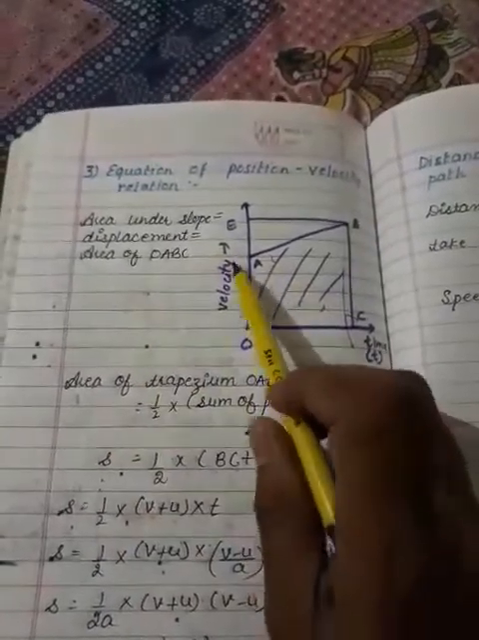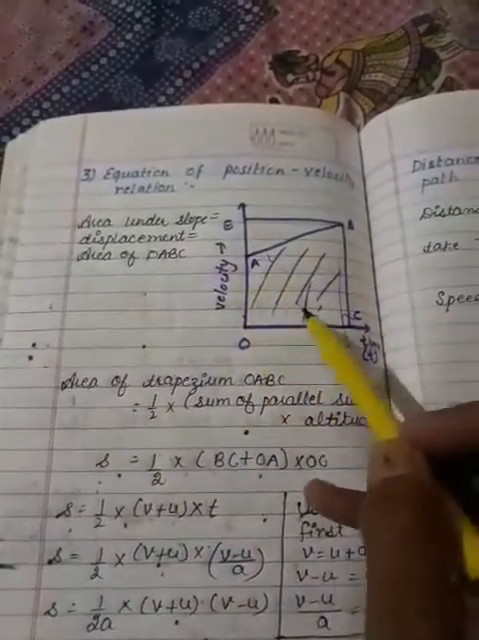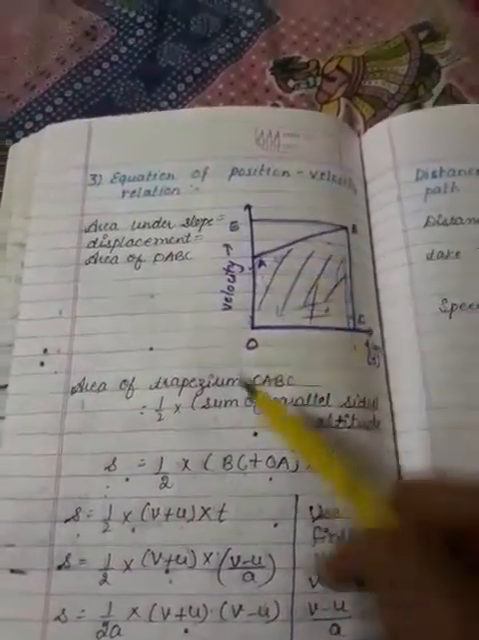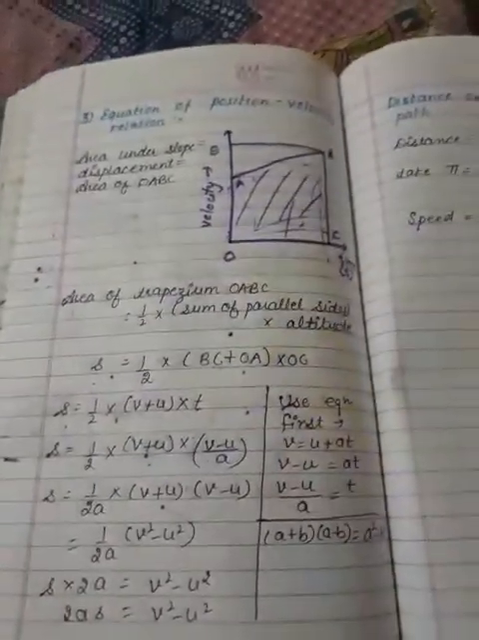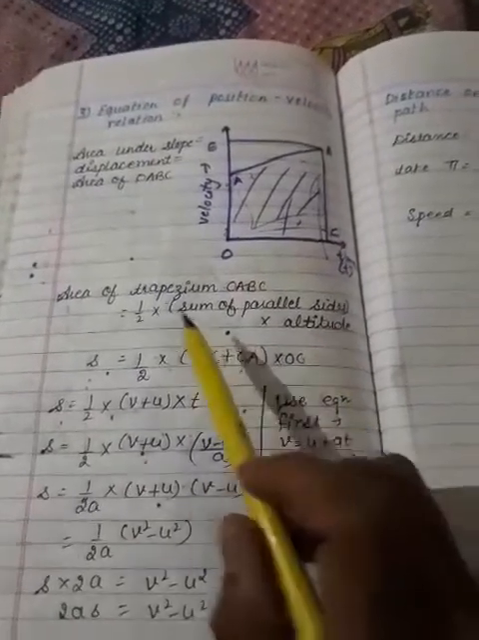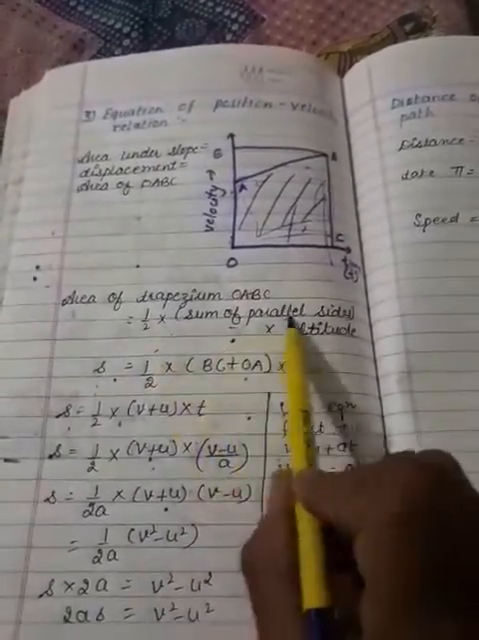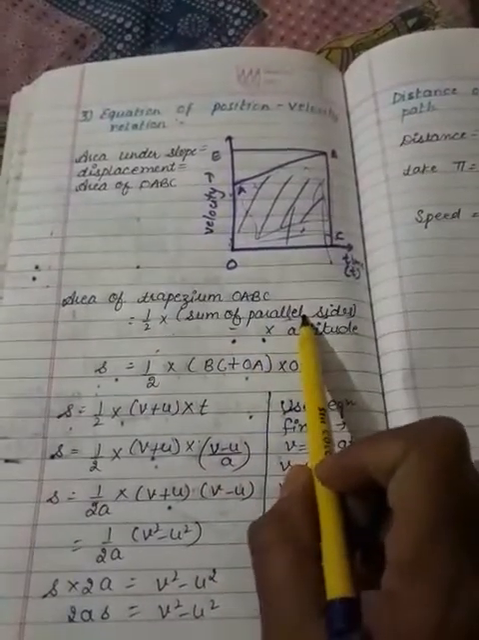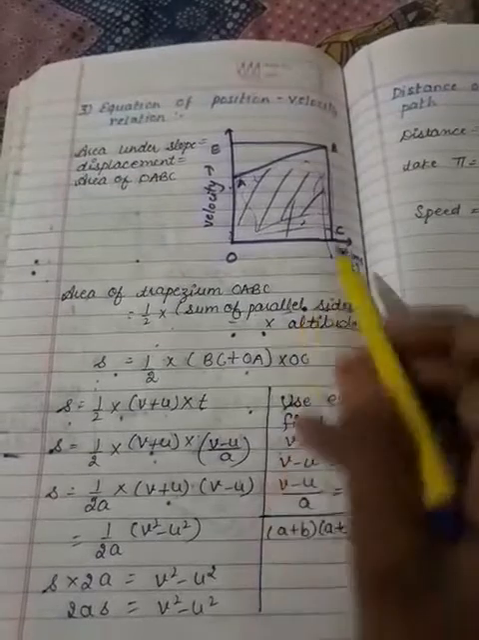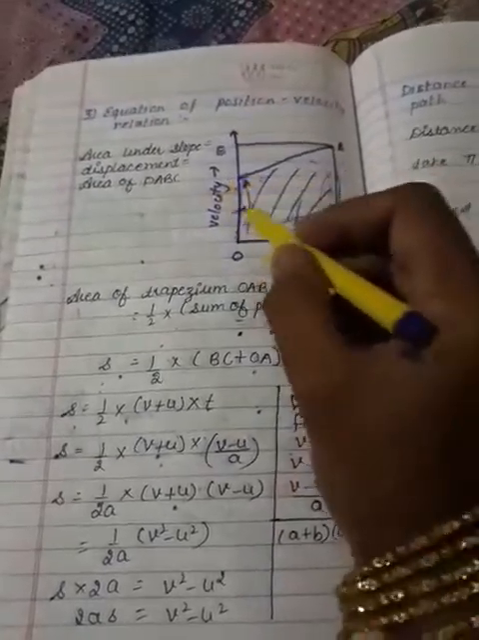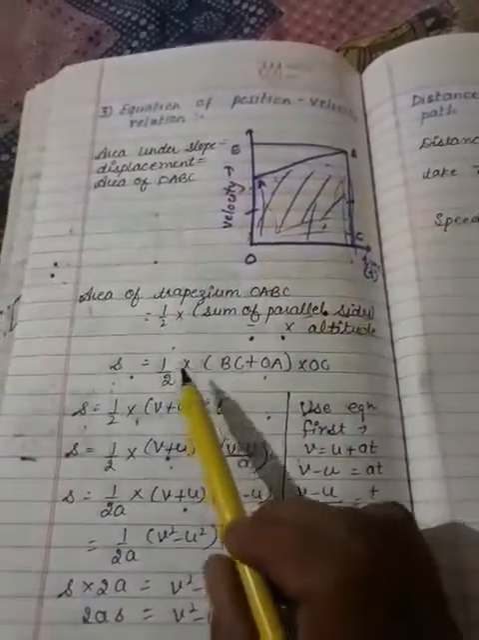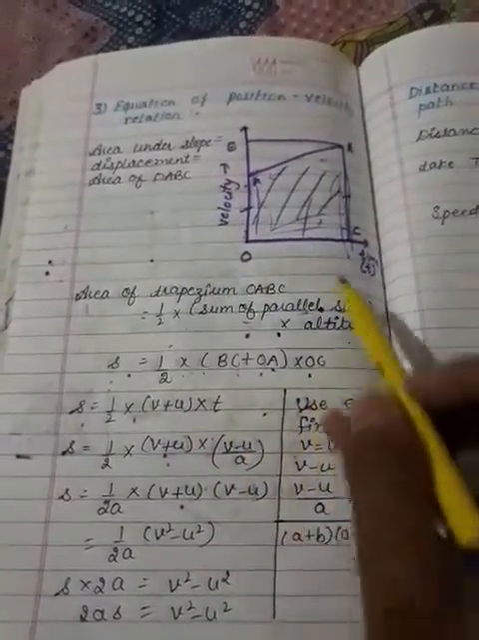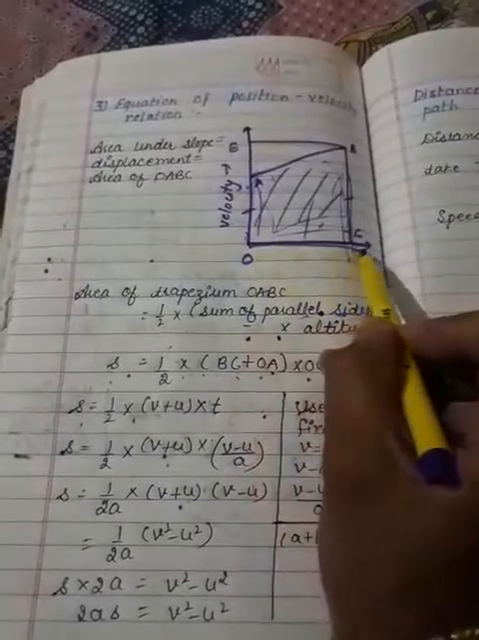Area of OABC, it is our trapezium. When we go to find the area of trapezium OABC, you should know the formula to find the area of a trapezium. It is half multiplied by the sum of parallel sides multiplied by altitude. Which are the parallel sides? BC and OA, these two are parallel sides. So half into BC plus OA multiplied by altitude OC.